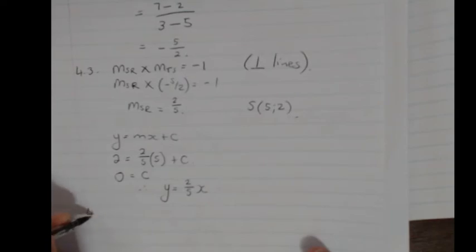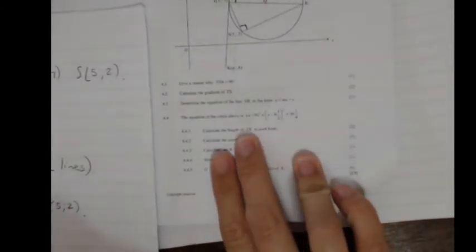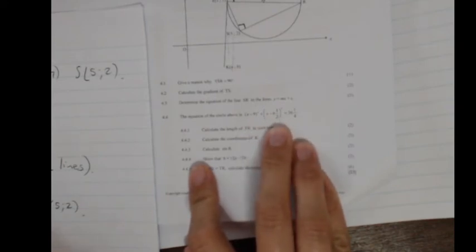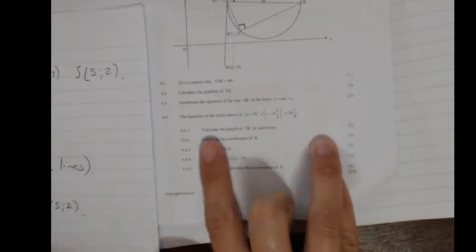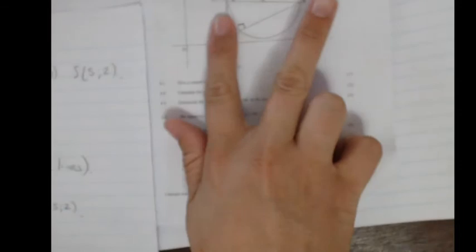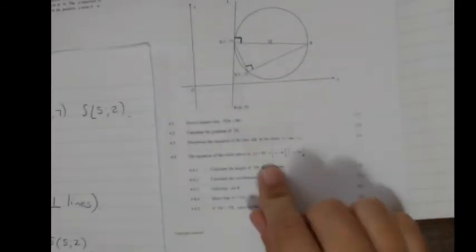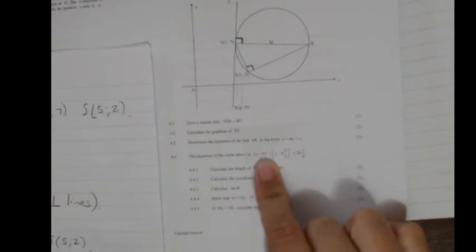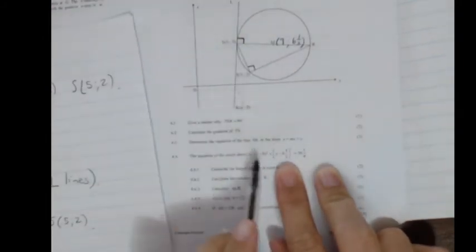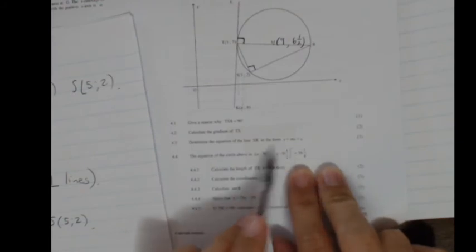Right. Question 4.4. There's quite a big part of question 4.4. It says the equation of the circle above is (x - 9)² + (y - 6.5)² = 36.25. Give the length of TR in surd form. Right, so the length of TR, obviously then the coordinates of M are going to be (9, 6.5), because that's x minus 9 and y minus 6.5, which gives me the coordinates of the midpoint of the circle.